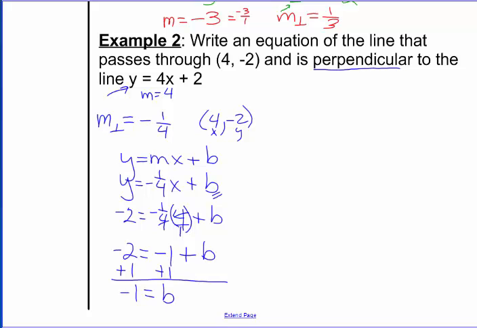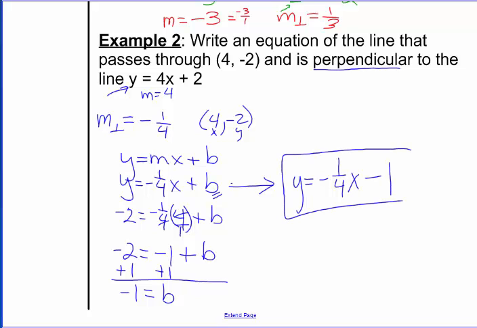Now we're going to write our final equation. We're going to finish this equation that we started. So y equals -1/4 x, and my b value is -1. This line is perpendicular to the line that we were given before. So that's our answer. y equals -1/4 x minus 1.